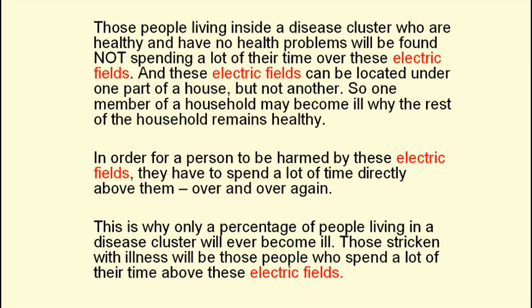Those people living inside a disease cluster who are healthy and have no health problems will be found not spending a lot of their time over these electric fields. And these electric fields can be located under one part of a house, but not another. So one member of a household may become ill while the rest of the household remains healthy. In order for a person to be harmed by these electric fields, they have to spend a lot of time directly above them, over and over again. This is why only a percentage of people living in a disease cluster will ever become ill. Those stricken with illness will be those people who spend a lot of their time above these electric fields.